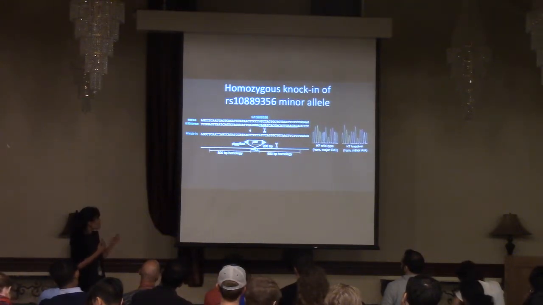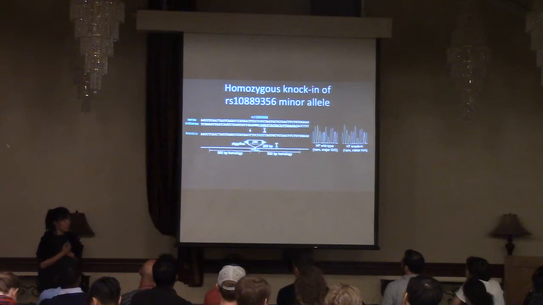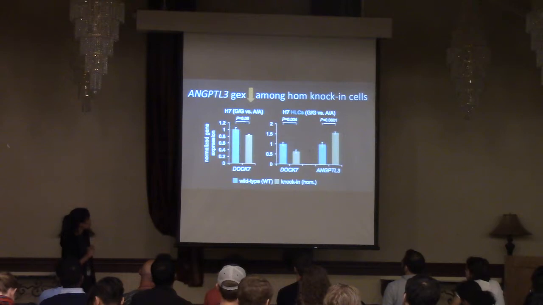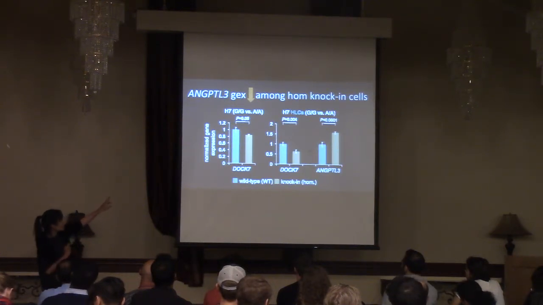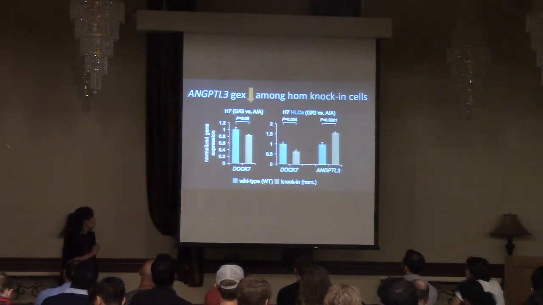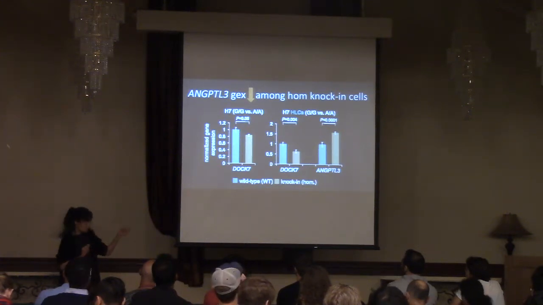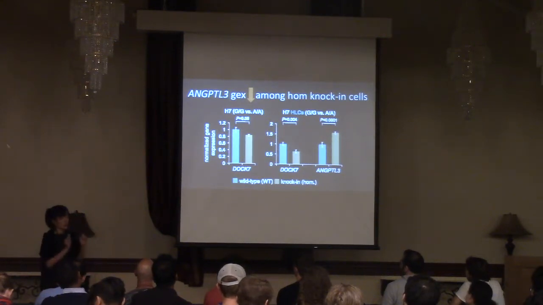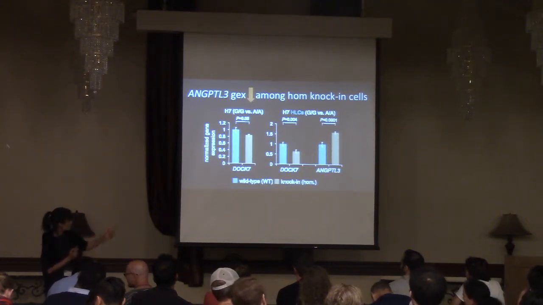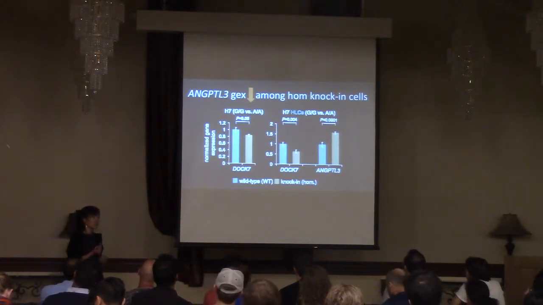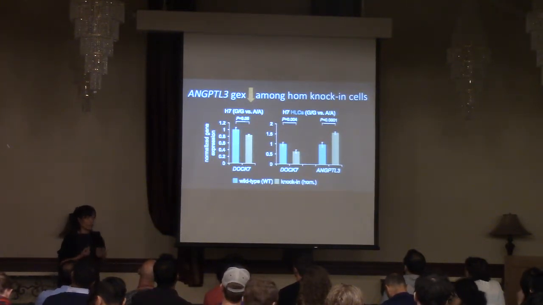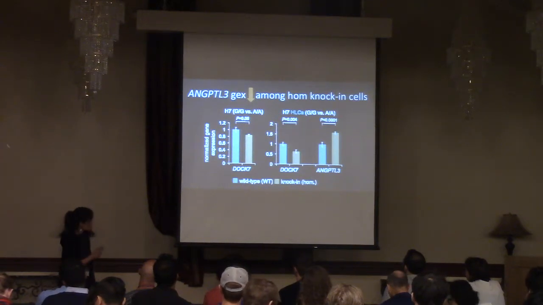Anyway, they successfully knocked in a particular minor allele and created a homozygous clone of the wild type, and have proven that GG being the wild type, AA being the homozygous minor alleles. When you compare the wild types to the knock-in clones, DOCK7 gene expression levels did indeed decrease. And on the contrary, ANGPTL3 gene expression did increase. So that's just cellularly replicating our findings from the RNA-seq data.